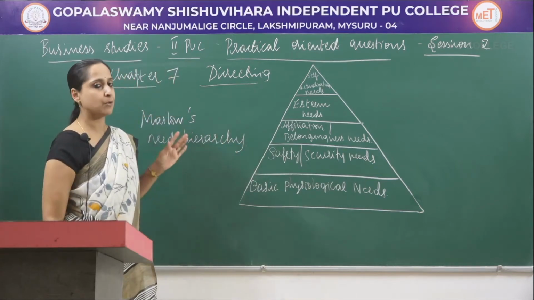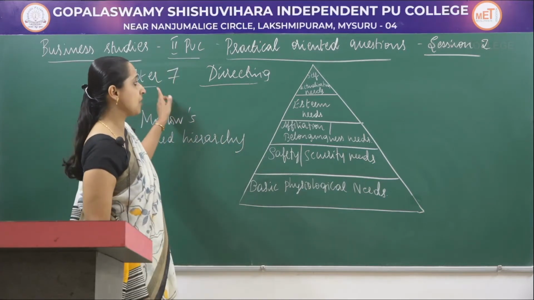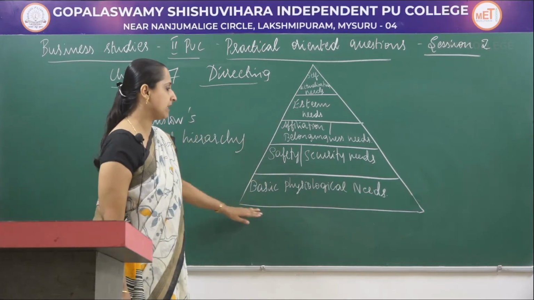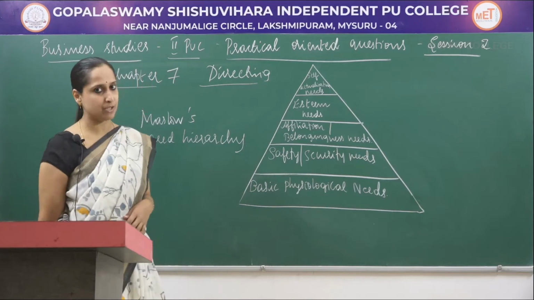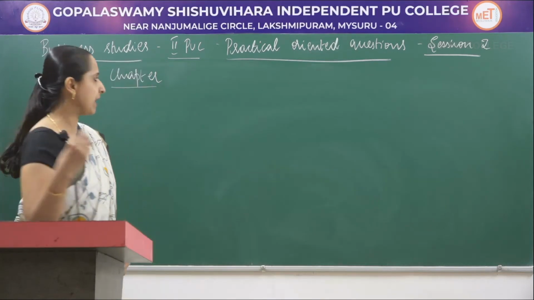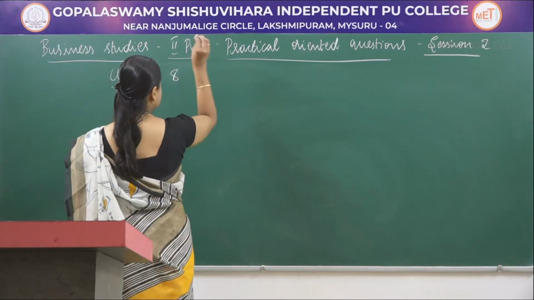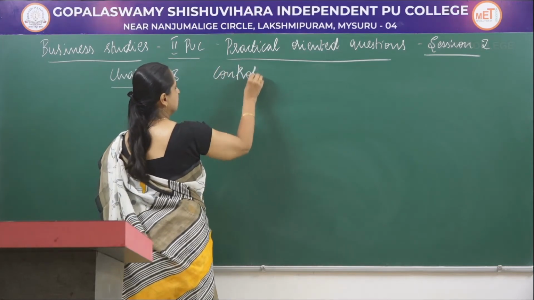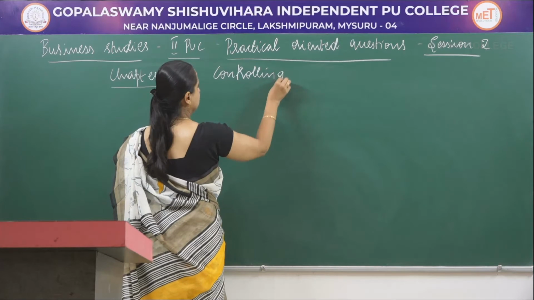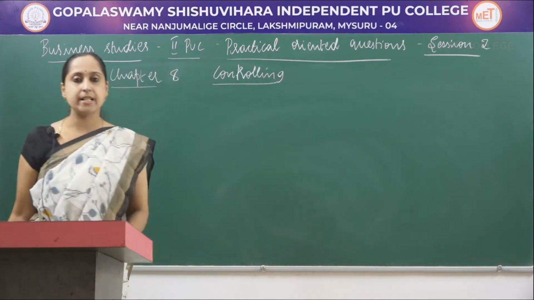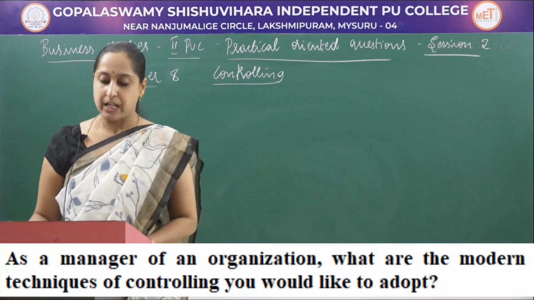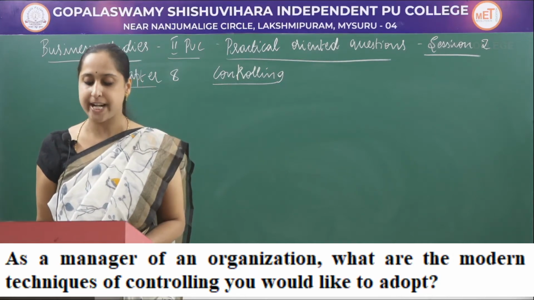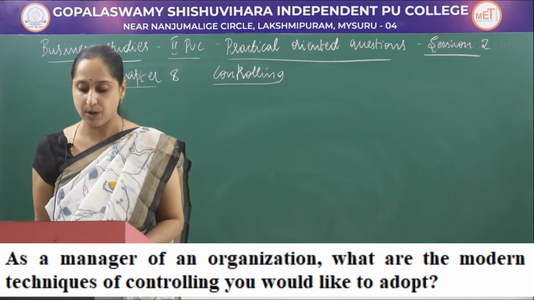So this practical oriented question is asked from chapter 7, that is directing. Here you have to write the triangular diagram which shows Maslow's need hierarchy. Next practical oriented question is from chapter 8, that is controlling. So now let us see what is the question. As a manager of an organization, what are the modern techniques of controlling you would like to adopt?